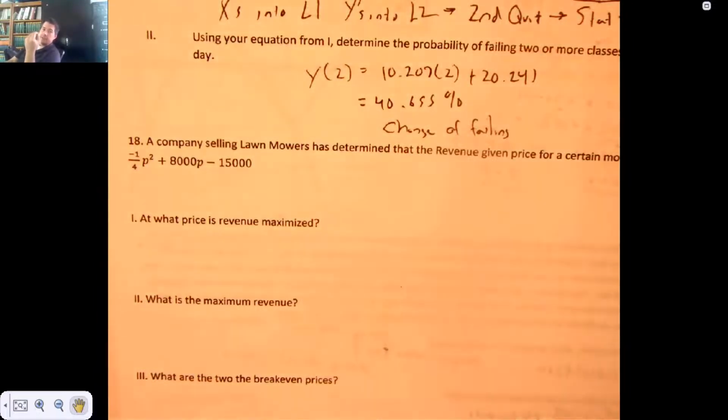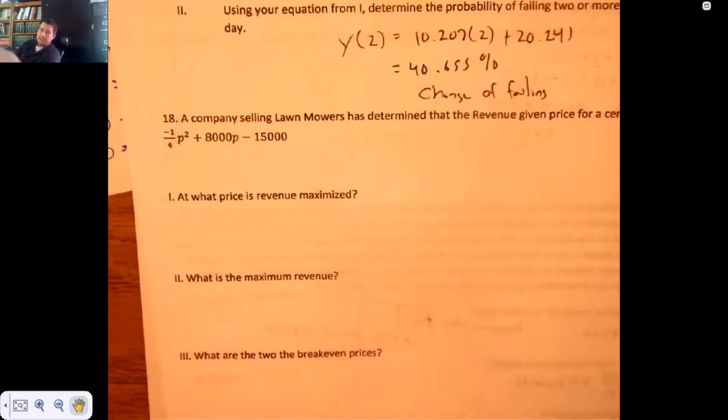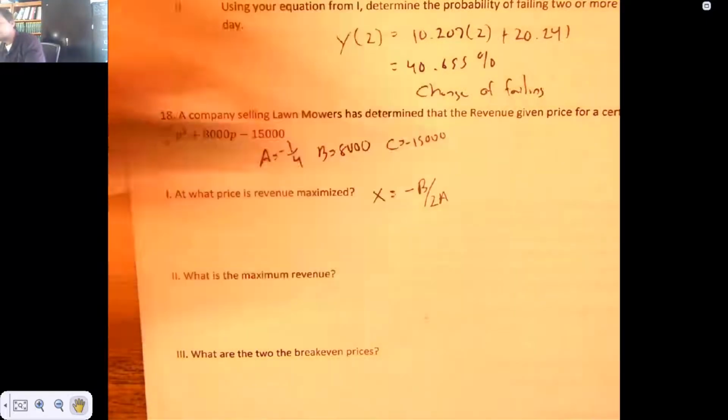All right, a company selling lawnmowers, let's say it's MTD, has determined that the revenue given price for a certain model obeys the equation R sub P, revenue as a function of price, is negative 1/4 P squared plus 8,000 P minus 15,000. At what price is revenue maximized? So this is like the third time on this quiz. X equals opposite B over 2A. A is negative 1/4, B is 8,000, and C is negative 15,000.